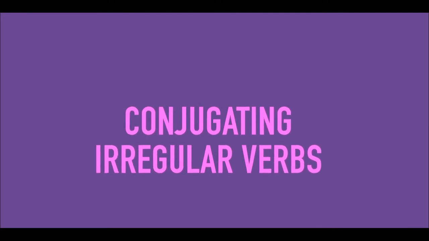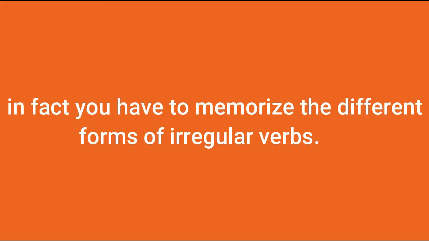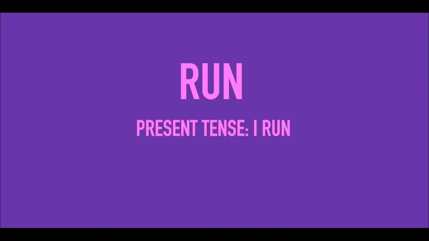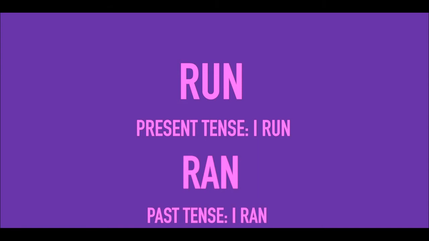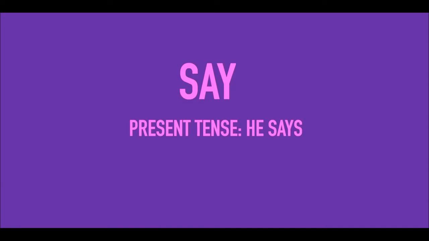Irregular verbs do not follow a certain conjugation pattern. In fact, you have to memorize the different forms of irregular verbs. Let's look at run. I run. To talk about run in the simple past, we have to memorize that this form is ran. I ran. Let's look at the verb say. He says. But to talk about it in the simple past, we have to remember that it's said. He said.